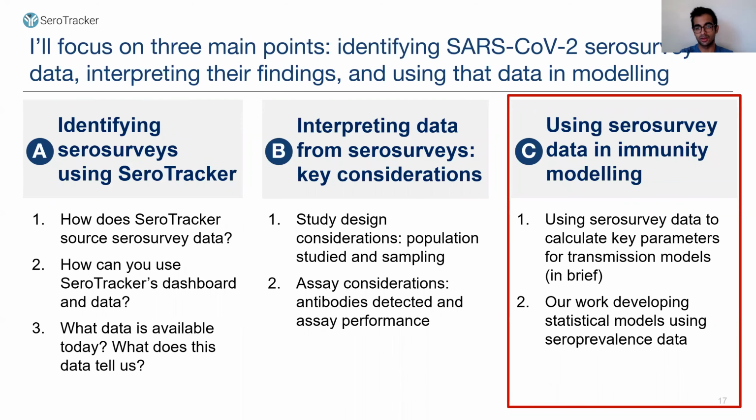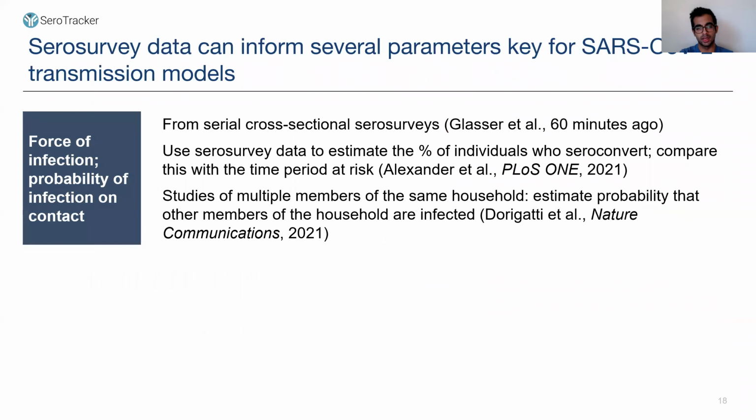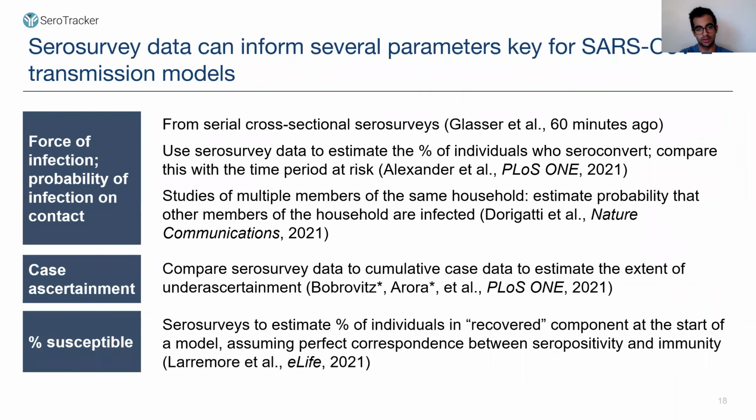Finally, just a quick touch on using serosurvey data in immunity modeling. And so, talking briefly about transmission models, we've talked a bit already about using serosurvey data from repeated cross-sectional studies to understand the force of infection, both from repeat studies, as John talked about, from individual studies, and also potentially from household studies. So I provided a few references here that might be relevant to folks.